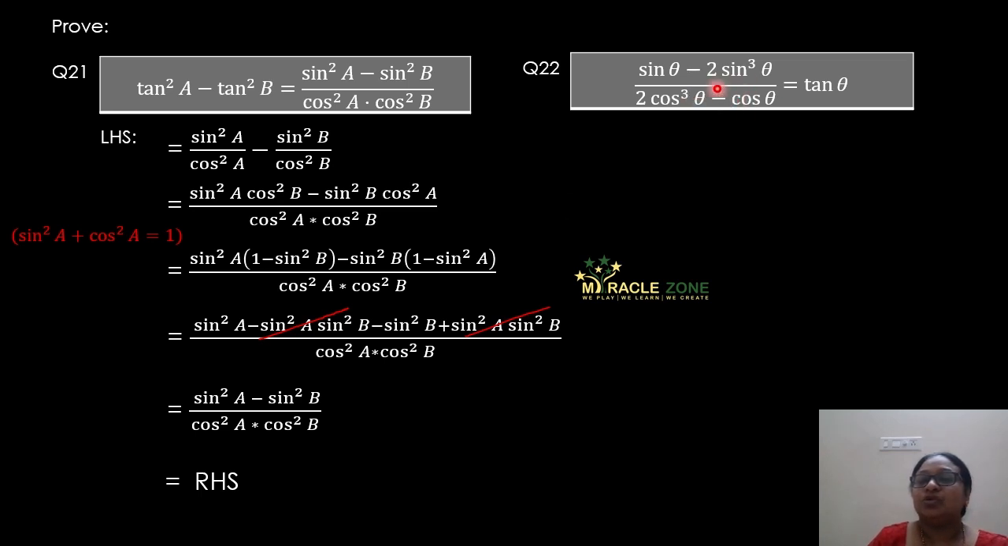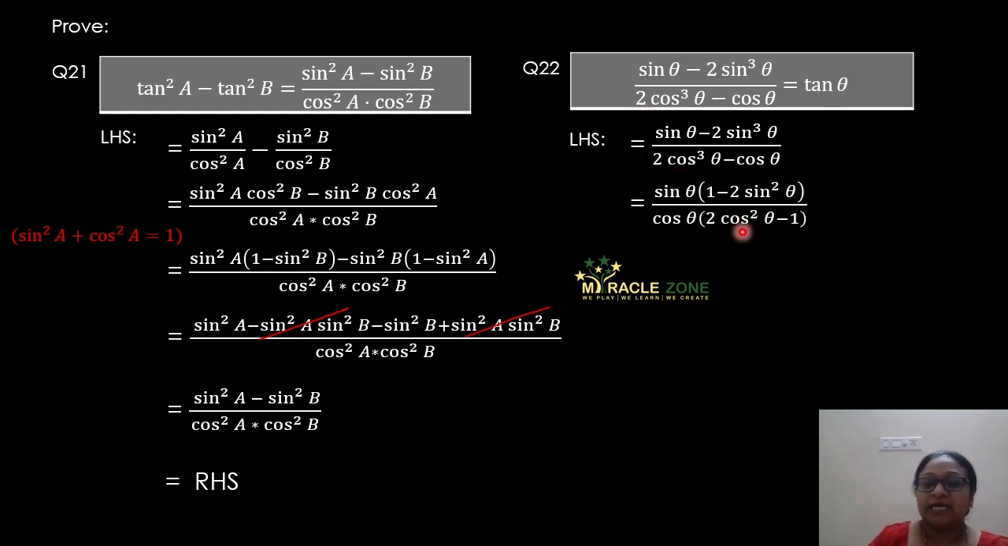Sin theta minus 2 sin cube theta by 2 cos cube theta minus cos theta equals tan theta. Let's take the LHS. Sin theta minus 2 sin cube theta by 2 cos cube theta minus cos theta. What is common in the numerator? It is sin theta. So we will take the sin theta outside. So this will become 1 minus 2 sin square theta. And in the denominator you can take cos theta as common. So the denominator you can rewrite as cos theta into 2 cos square theta minus 1.